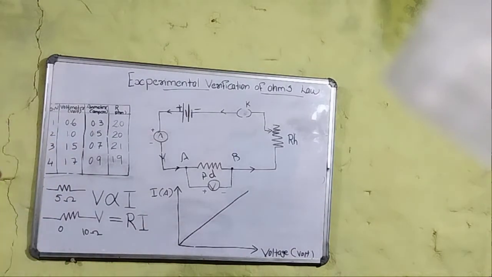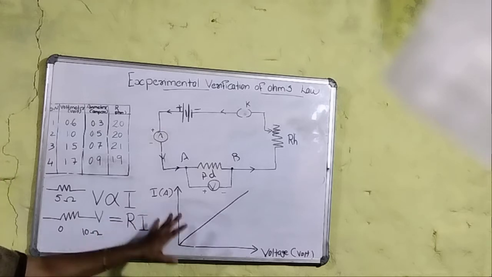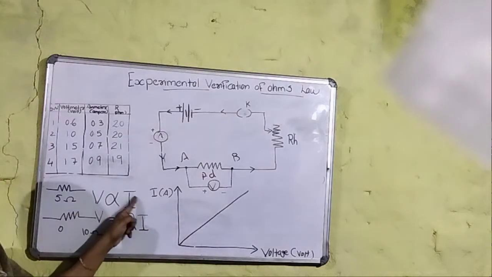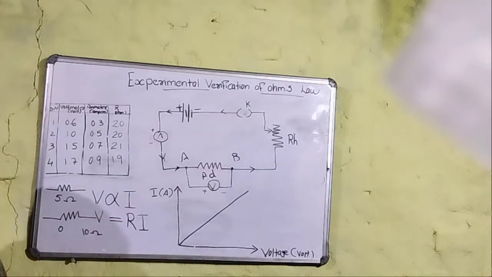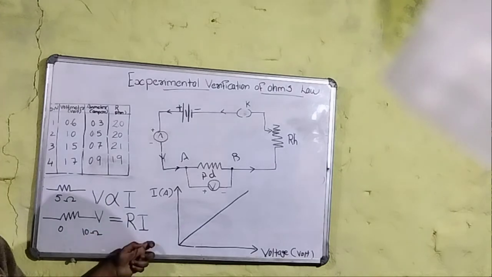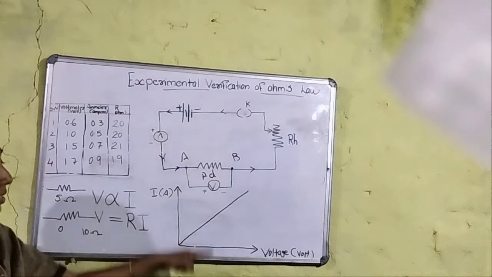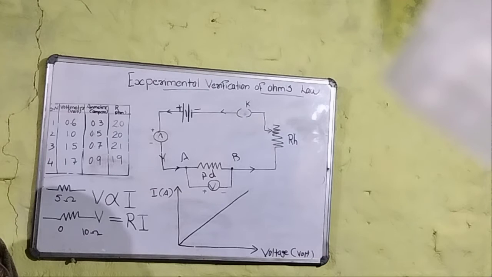Okay. Then from this graph, how to identify the value of R? The meaning is the same. V increases, I increases. V decreases, I decreases. That's the reason we tell it as V proportional to I. Then convert into an equation with a constant term, V equal to IR. What is the value of R from this graph? How to find out the value of R from this graph?